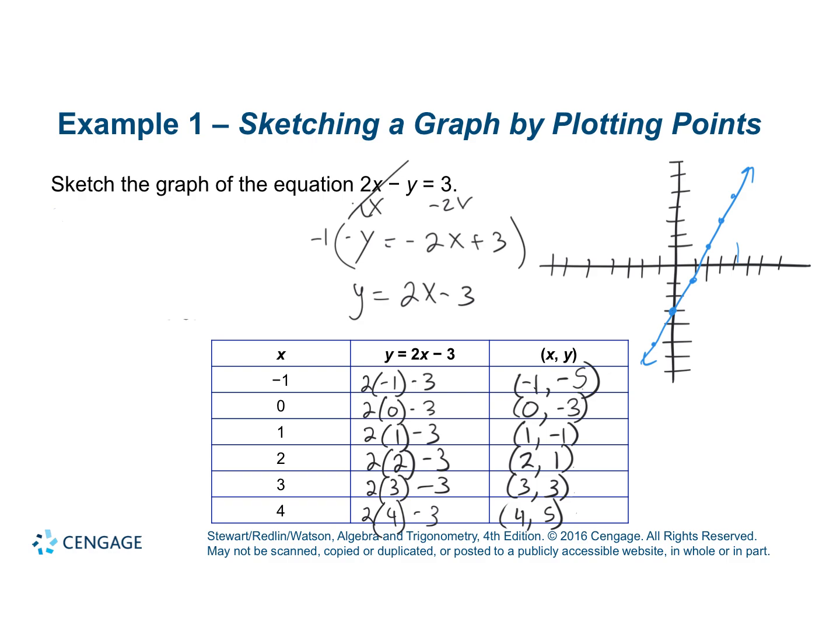If you guys remember how to do rise over run, you know that negative 3 when we rearranged it is the y-intercept right there. And then we can rise 2, so up 2, and we run 1. Up 2, and we run 1. And that's how you also can get your points.